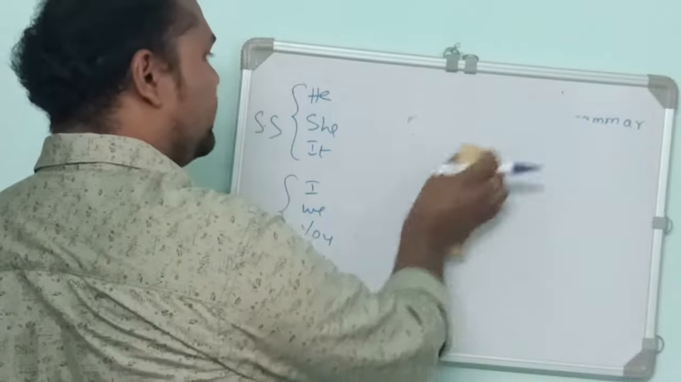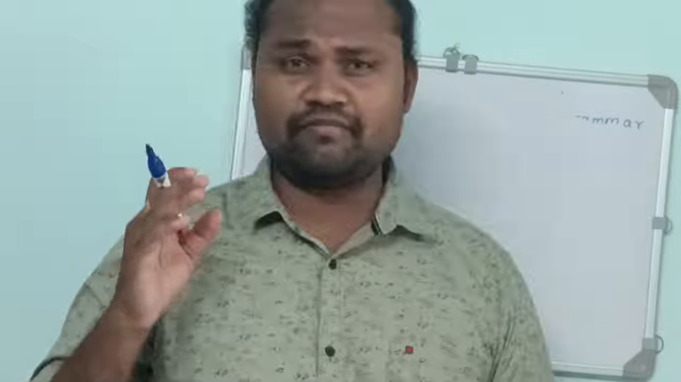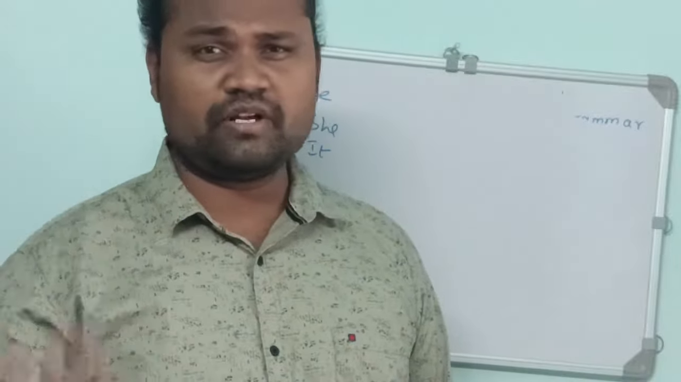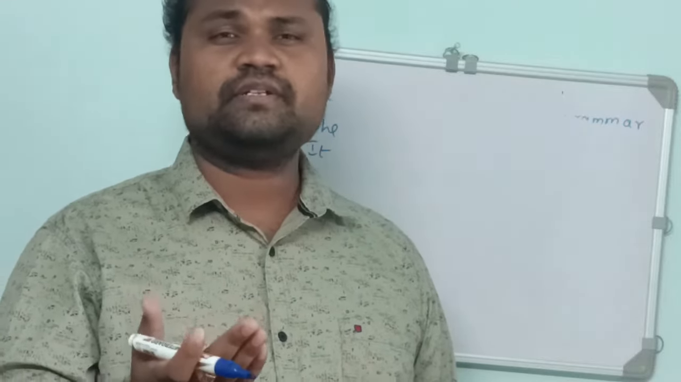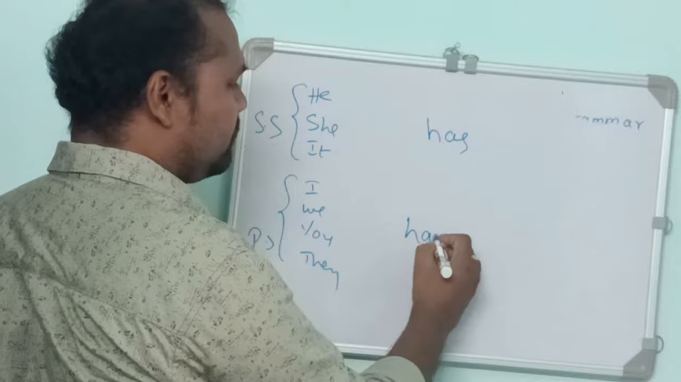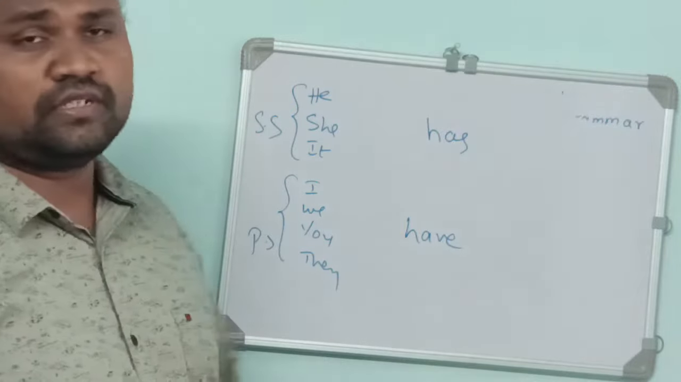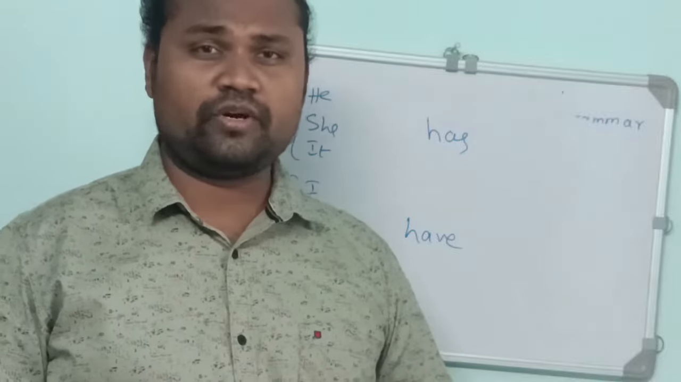For example, here I will take has and have. Can you tell what is the singular verb here? What is the plural verb here? Has and have. In this has and have, can you tell what is the singular verb and what is the plural verb? Yes, has is a singular verb, and have is what? Plural verb.